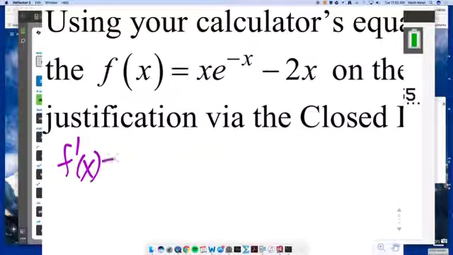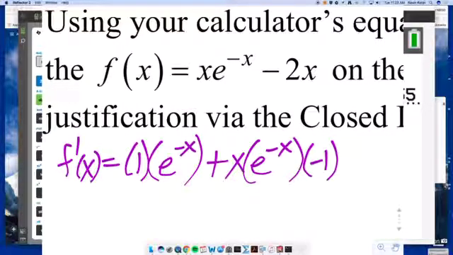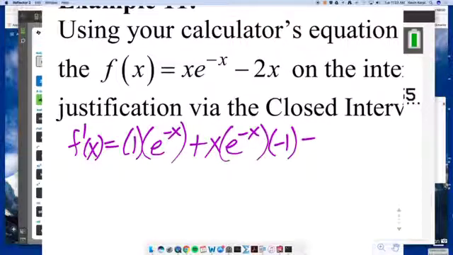F prime of x then is, by the product rule, 1 times e to the negative x. Will someone grab that? Thanks Clancy. Good, I'm not even needed in the transaction. Tyler answered the phone.